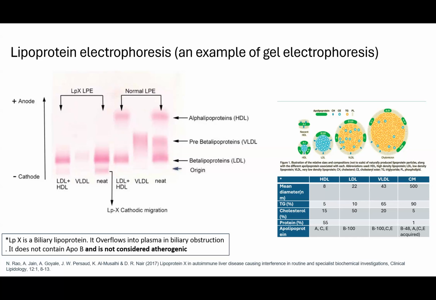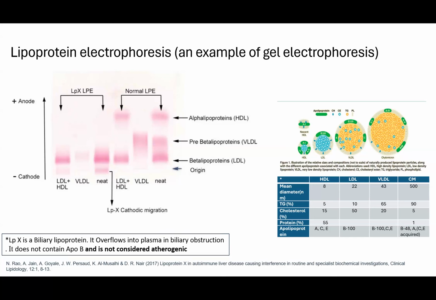And on the right side, as a reminder, I just put the different lipoproteins, which I'm sure you're all very familiar with. So next to the origin, we have chylomicrons. Because chylomicrons are the biggest in size in the lipoprotein, they just stay near the origin point. Sorry, it's not showing in this normal lipoprotein electrophoresis, but if you see the origin, just above the origin, it usually sits very close to the origin if you've got lots of chylomicrons.